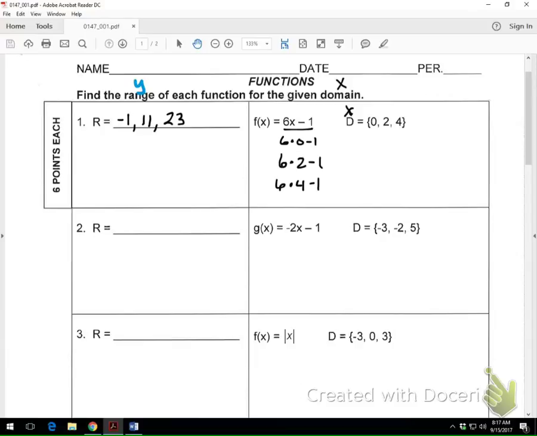And let me double check to make sure it's in the right spot. Maybe. Okay.